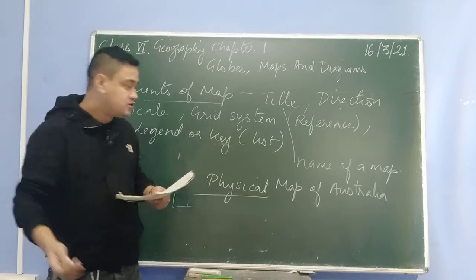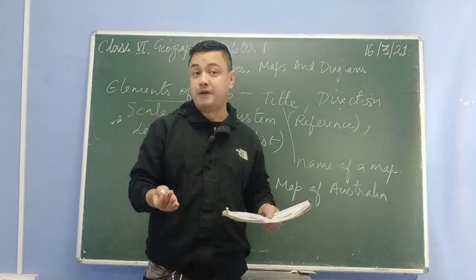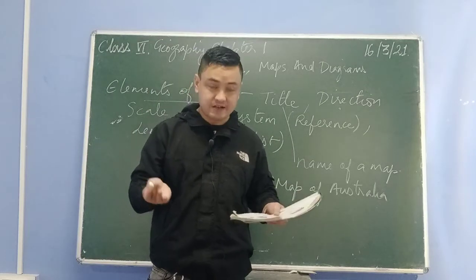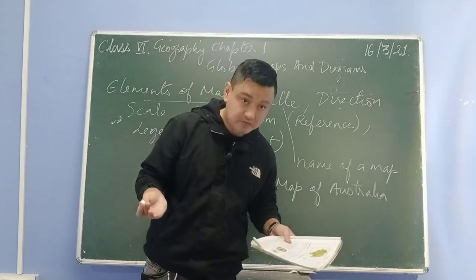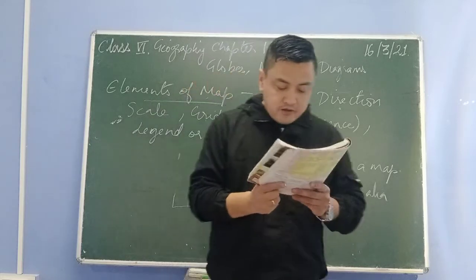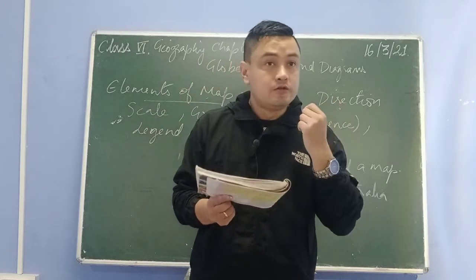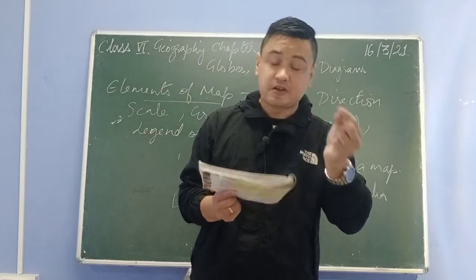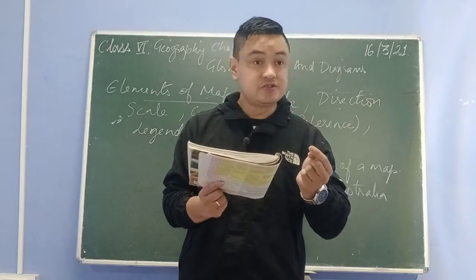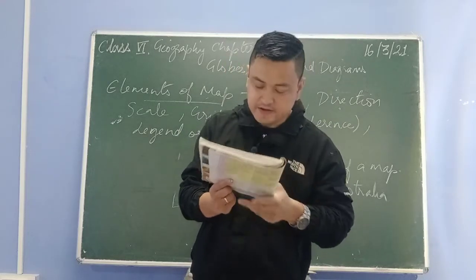So we are studying about the physical map. In the physical map, what do you find? You find mountains, hills, plains, plateaus, rivers, and so on. So the main title of the map tells us about the name of the country. The map which tells us about the name of the country or a continent is known as a political map. Remember that.